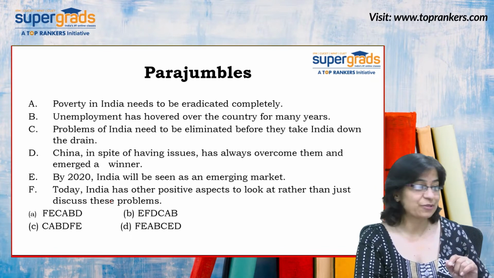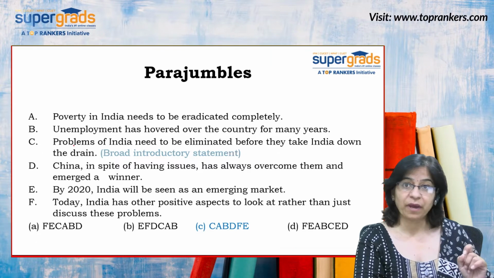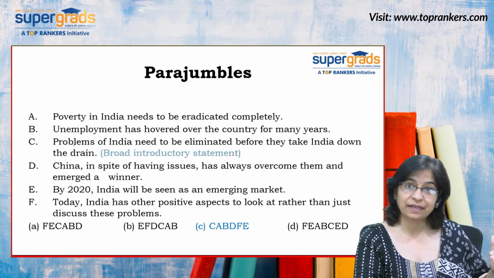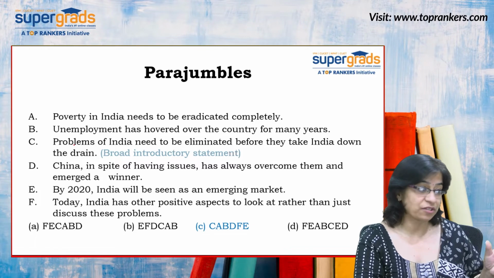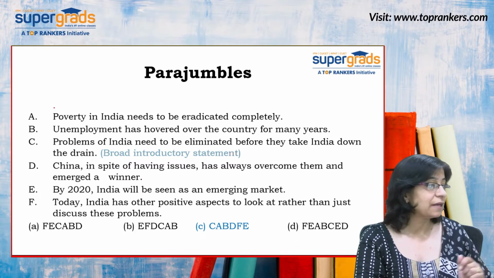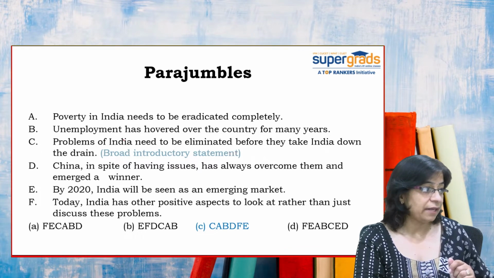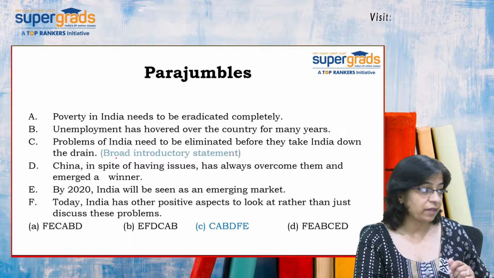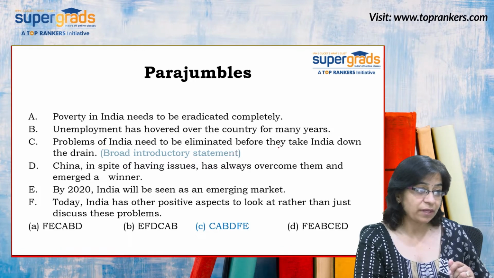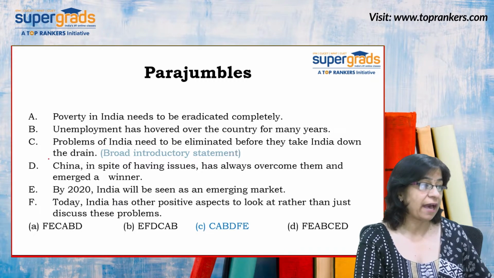Let's look at the answer choice now. Now, this is an open parajumble where you don't have the first and the last statements fixed. You just have been given the options, so you need to work your way out. Now, poverty in India needs to be eradicated completely. Unemployment has hovered around the country for many years. Problems of India need to be eliminated before they take India down the drain. China, in spite of having issues, has always overcome them and emerged a winner.